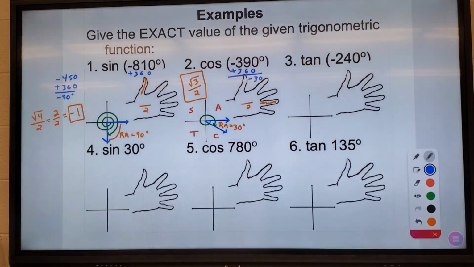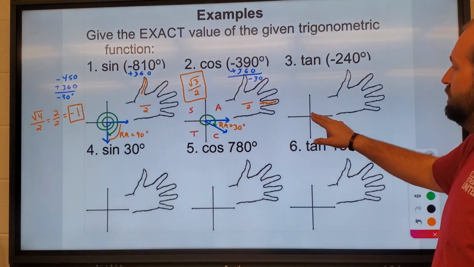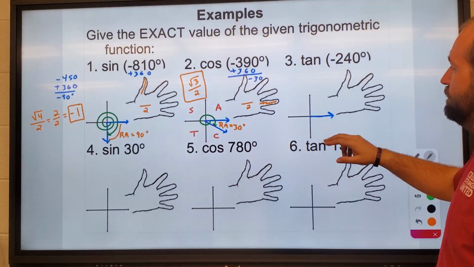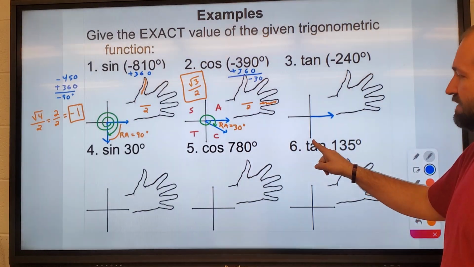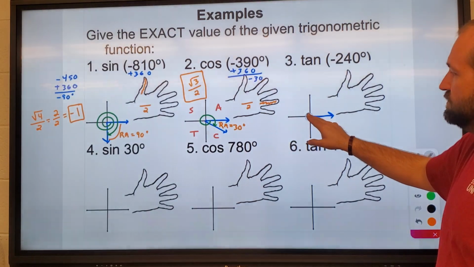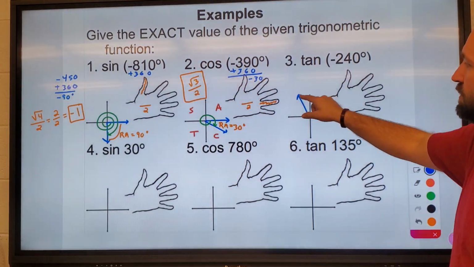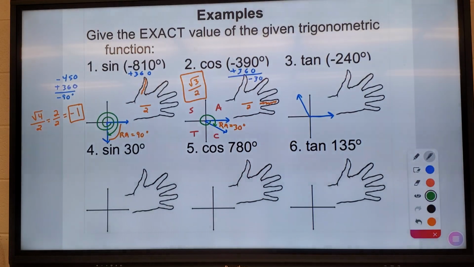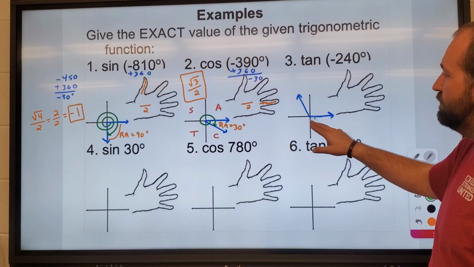Okay, number 3, I'm going to go ahead and graph the negative 240 because it is already between 0 and 359. So I have the positive x-axis as my initial side. Again, it's negative, so it's negative 90 down here, negative 180, negative 270, so I'm actually 30 degrees back that way. I have just the partial rotation, so I start here and I go down and around.